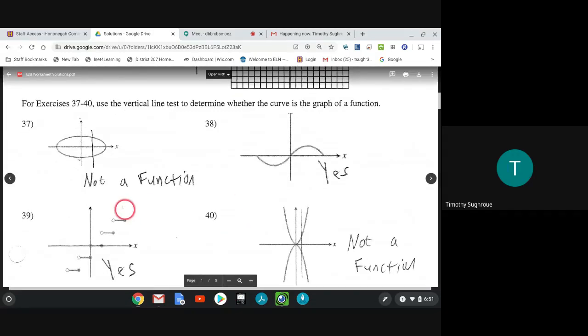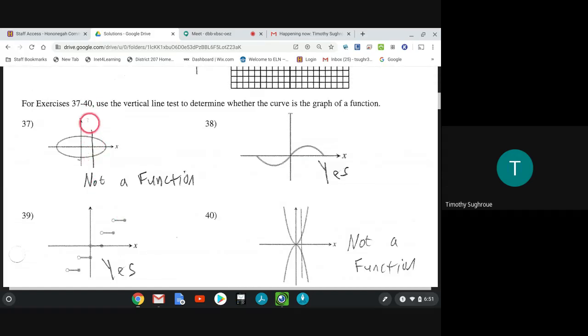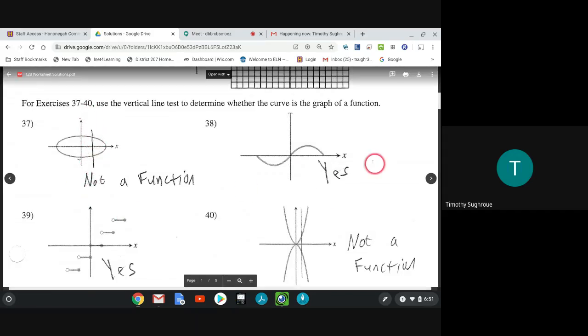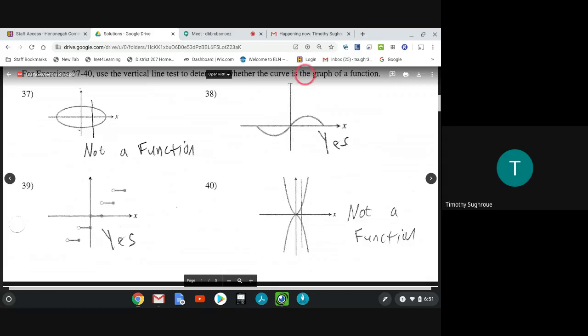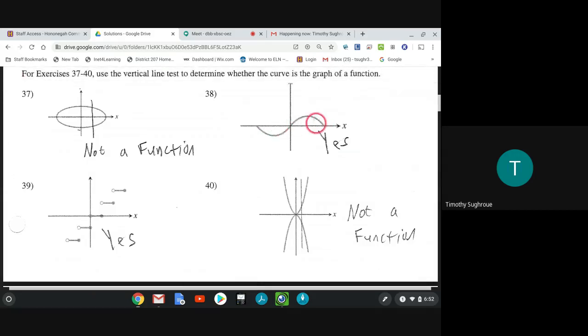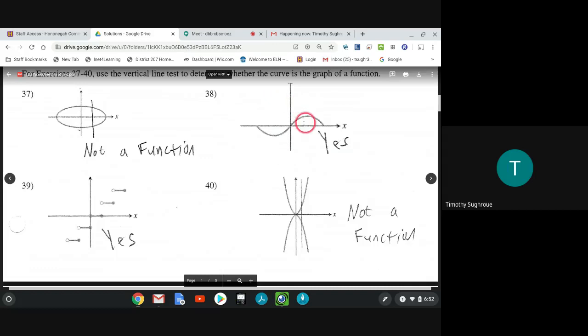What is a function? What is not a function? This does not pass the vertical line test. I drew one in, not a function. This does pass the vertical line test. This is not a one-to-one function because if I draw a horizontal line, it'll cut it in more than one spot, but it's still a function. It passes the vertical line test. Every x only corresponds to one y.